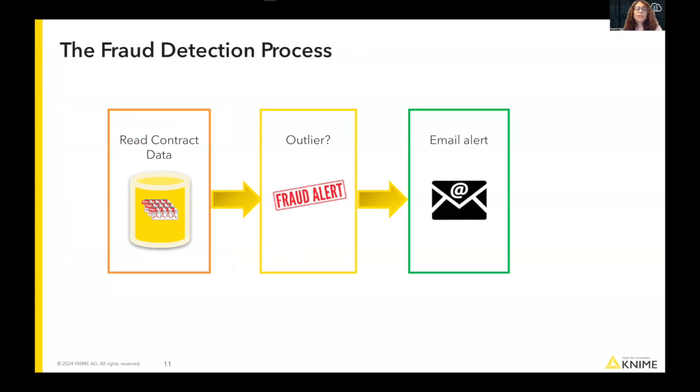So the fraud detection process starts like that. First, we need to read the contract data. Then we need some kind of technique that tells us: is this an outlier or not? And then if it is an outlier, we need to create an email and send the warning email, the alert email, to the customer in their language.